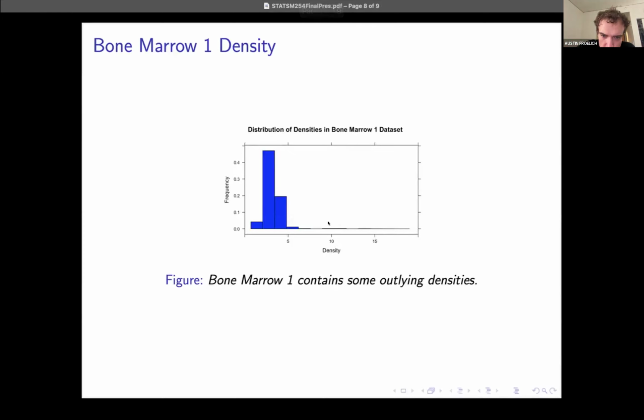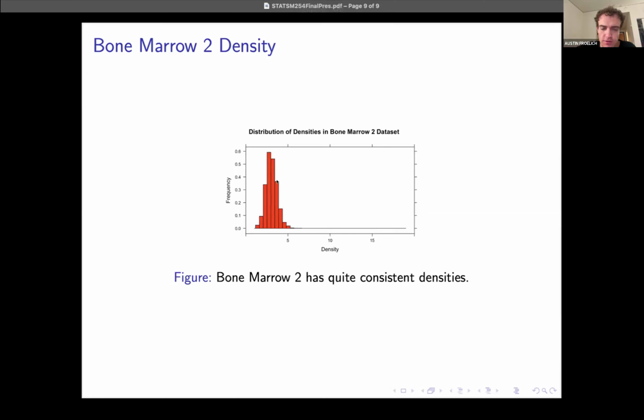You'll notice for bone marrow 1 that in the upper far end along the x-axis, there are little smudges of lines. That means this data is skewed, so there are huge outliers in the bone marrow 1 data set. But for bone marrow 2, it doesn't look like there are outliers. It looks pretty consistent. So yeah, that's all I got.